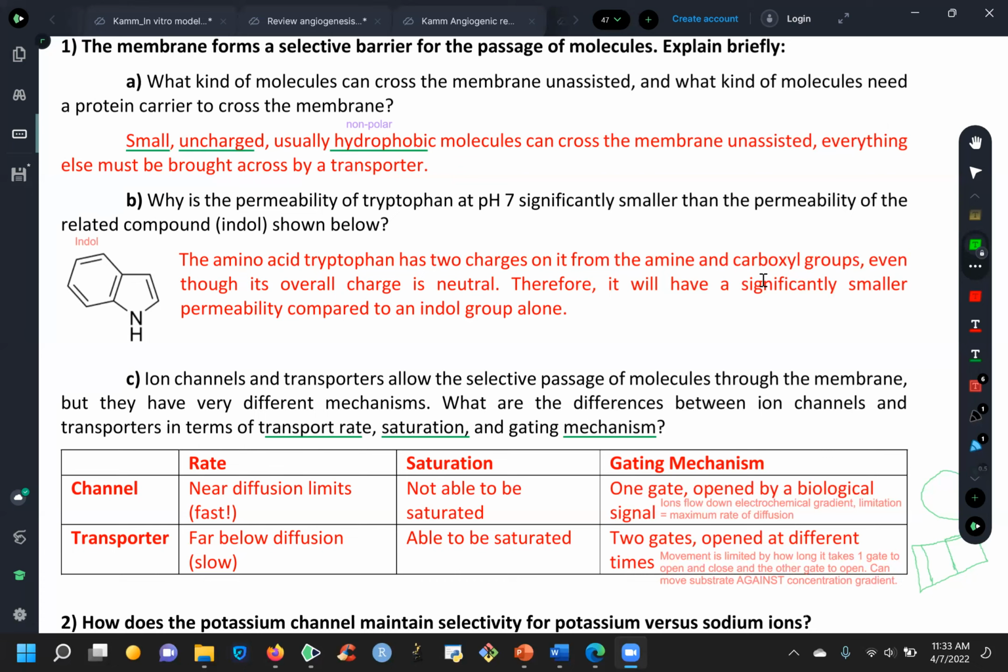Does anyone have any questions, or will you be able to answer if you get something like this on the test? You will be able to? Okay.